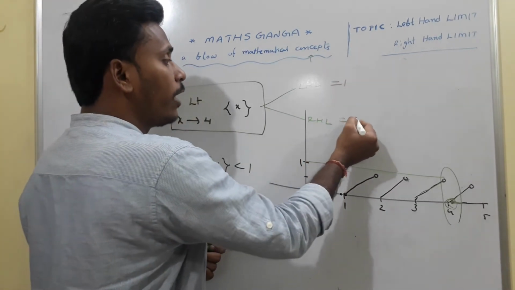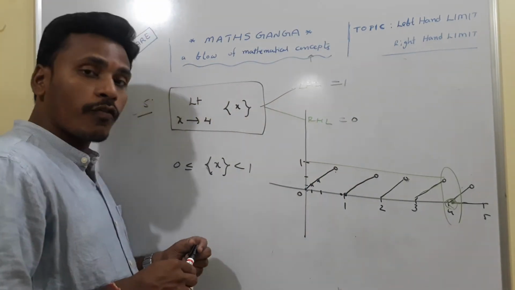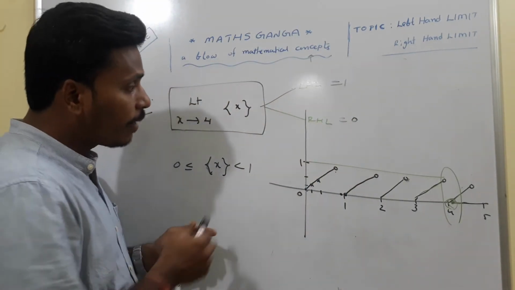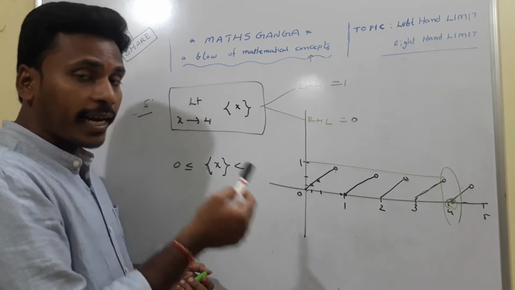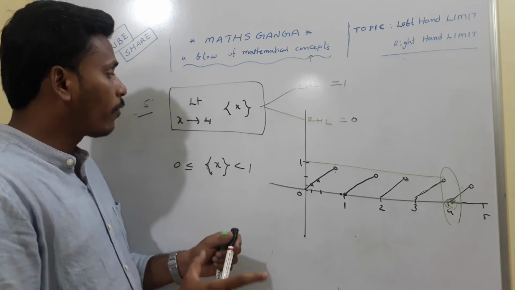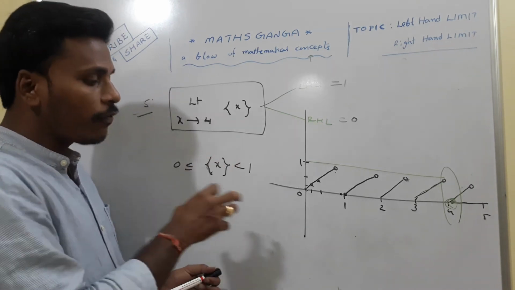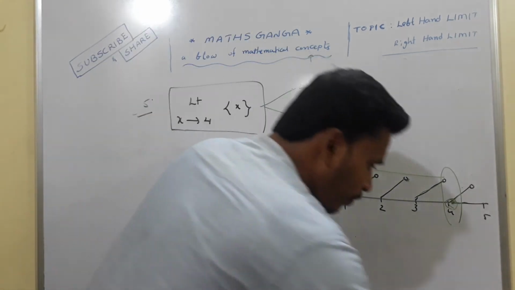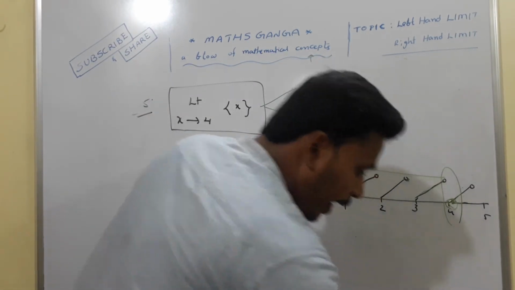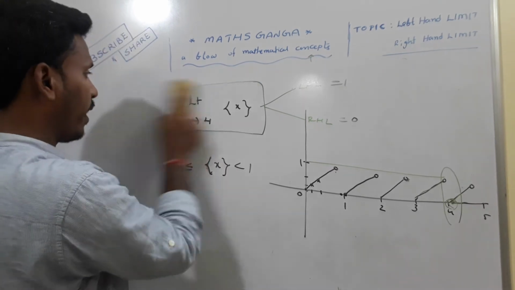Whereas the right hand limit value is 0. So for the function limit x tends to 4 of the fractional part of x, the left limit value is 1, whereas the right limit value is 0. Both are different. So the limit at 4 for the fractional part of x does not exist. These are different problems which give us a confident idea related to the left hand limit as well as the right hand limit.